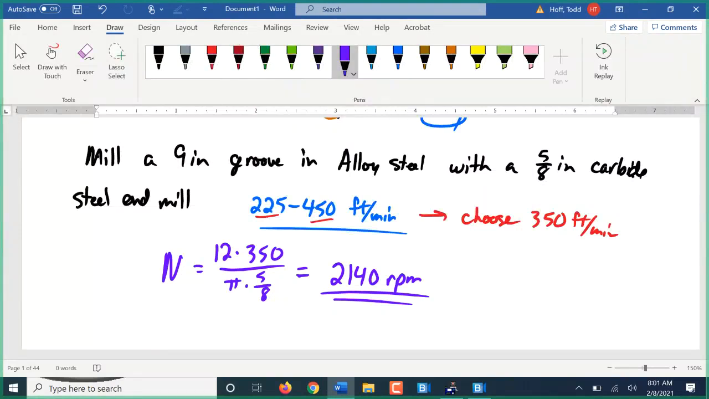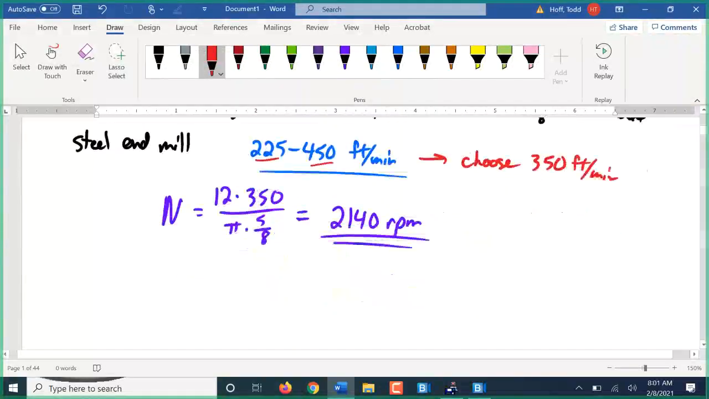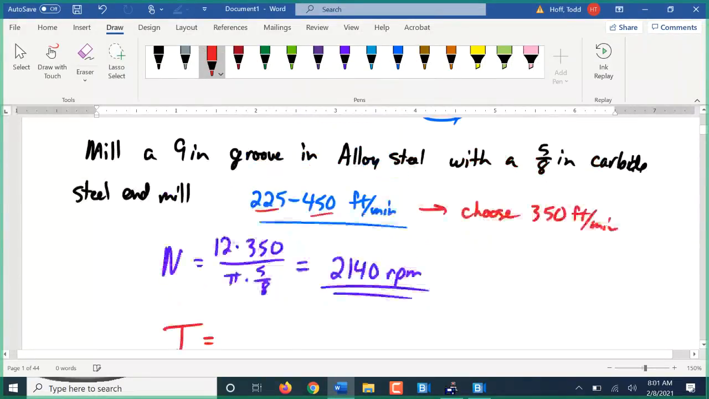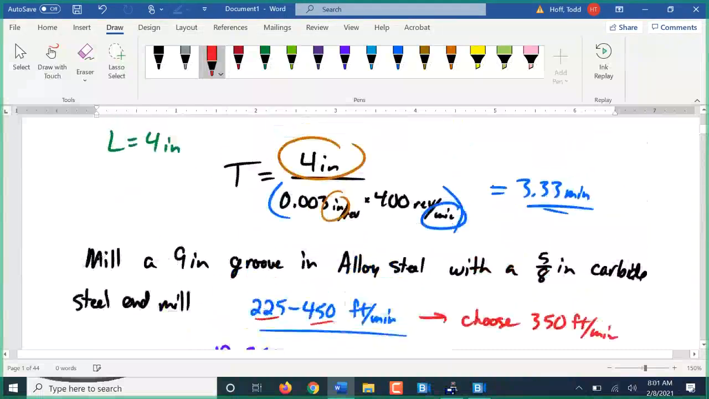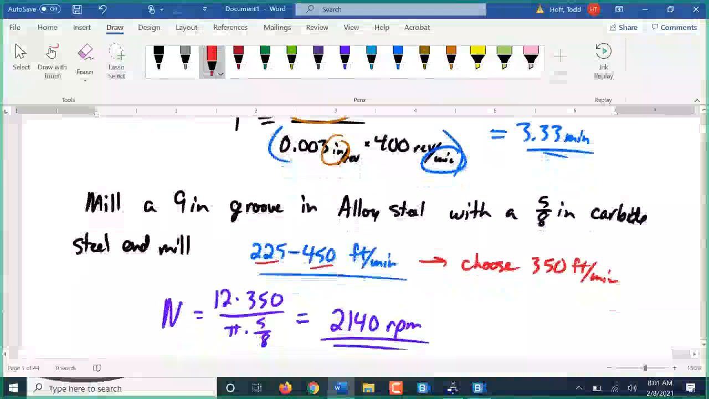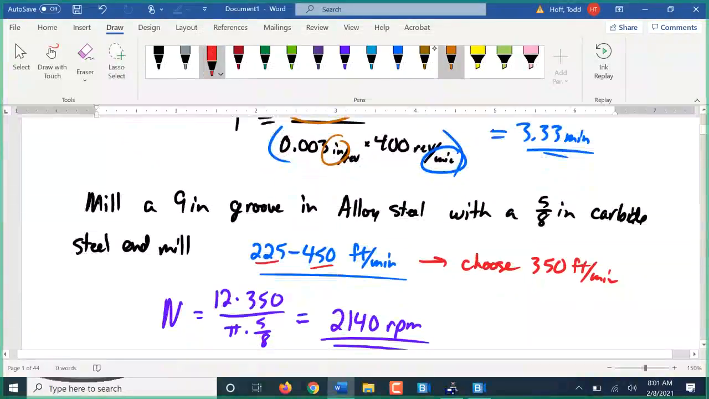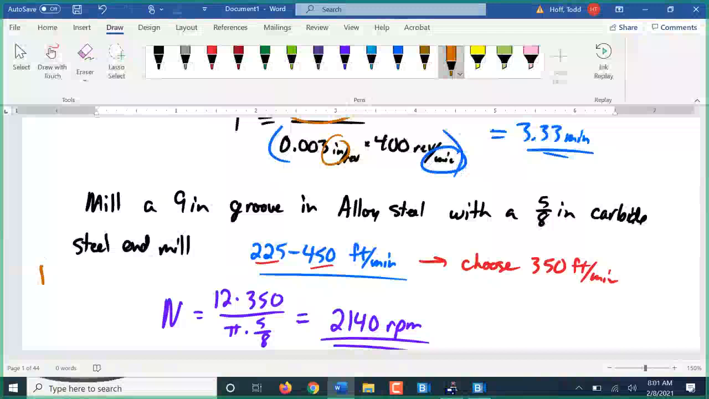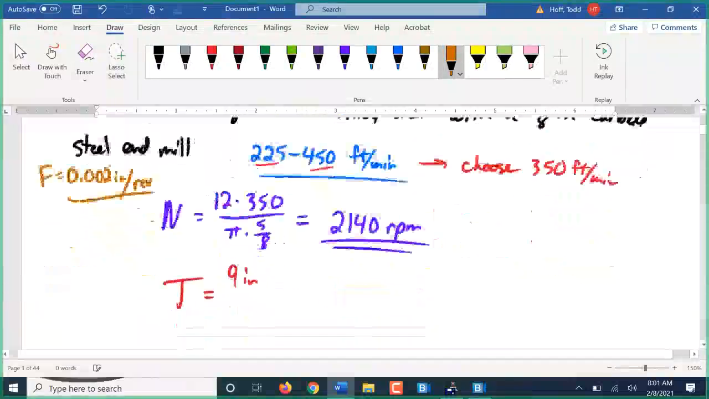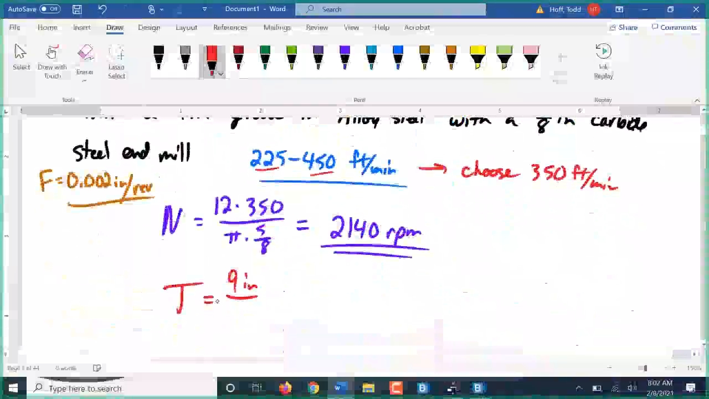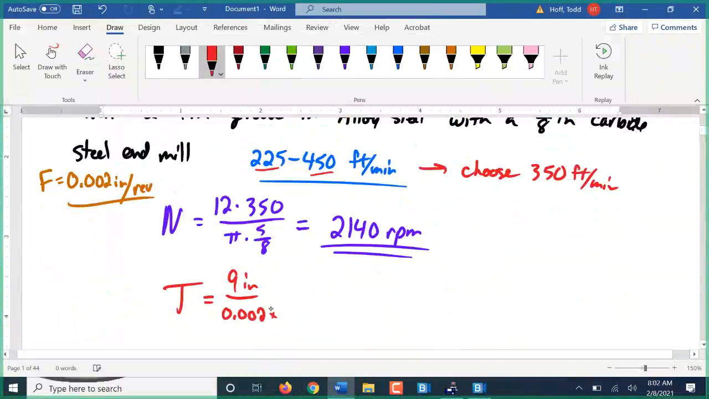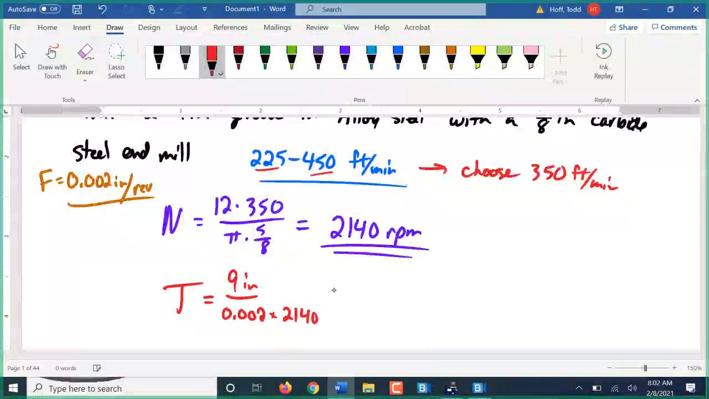So when we run right at max RPM, let's look at the time of our cut. This is a 9-inch cut. I don't have a table for feed rates, so we're just going to say for our tool we're going to have a feed rate of .007 inch per revolution. Our time per cut here is that 9 inches, the length of our cut, divided by the .007 times the 2,140 revolutions per minute.